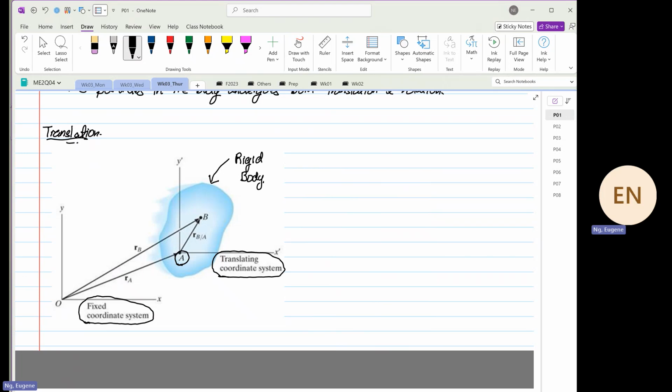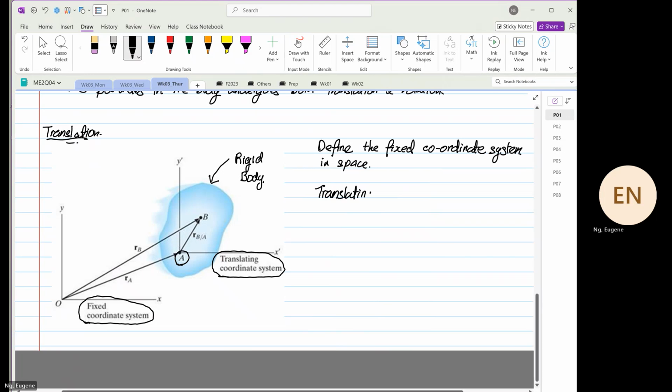Okay, so we are going to define the fixed coordinate system in space. I'm just following the textbook. They use the words in space to make it sound sophisticated. Okay, it's nonsense, but anyway. Then the translating coordinate system is fixed to the rigid body at point A.